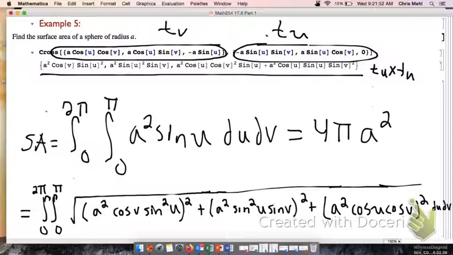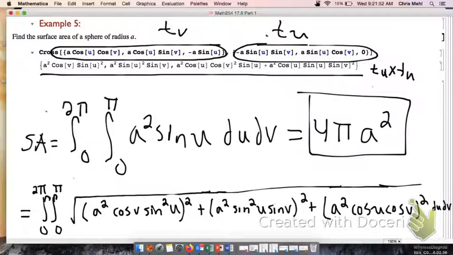Okay. So I don't think that's very hard to integrate. The antiderivative of sine u is minus cosine u. You plug in pi, subtract what you get when you plug in 0, and I think that just gives you 2a squared. And then doing the outer integral with respect to v, since 2a squared is a constant, you just multiply by 2 pi and you get 4 pi a squared. So that is the surface area of a sphere of radius a.